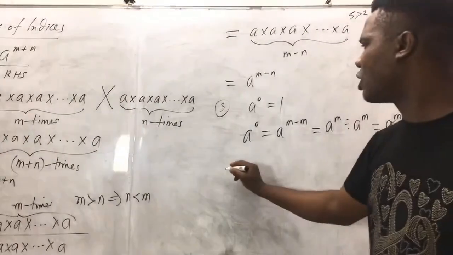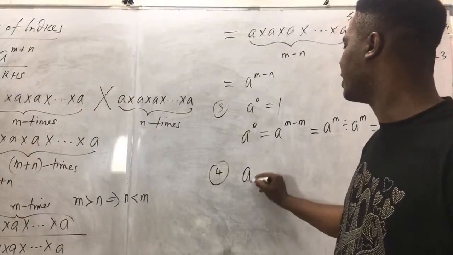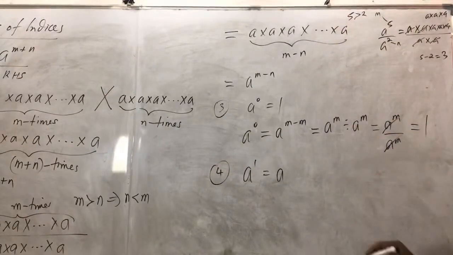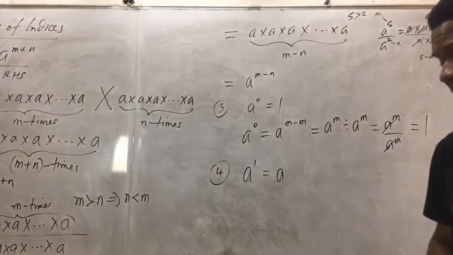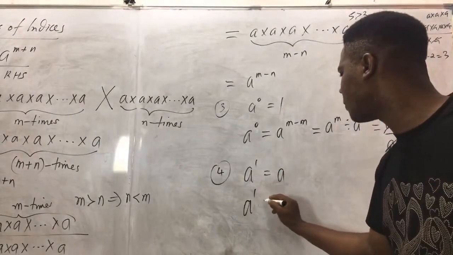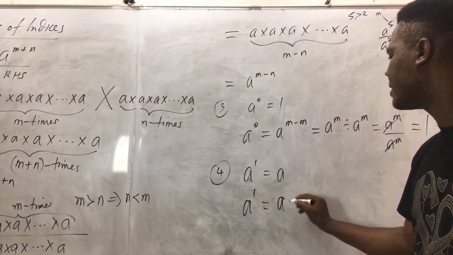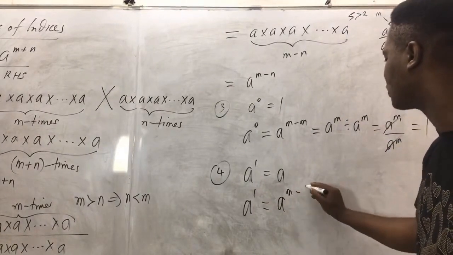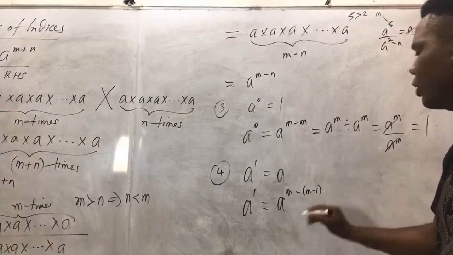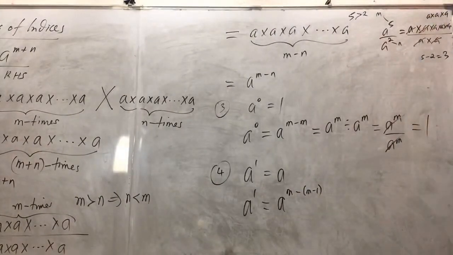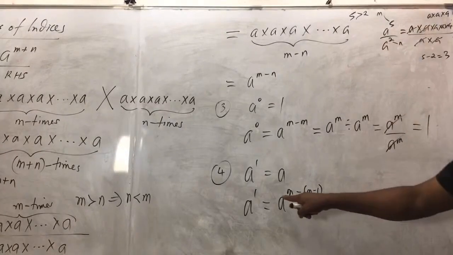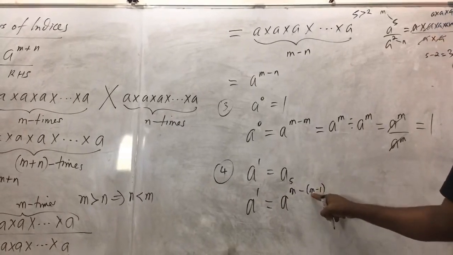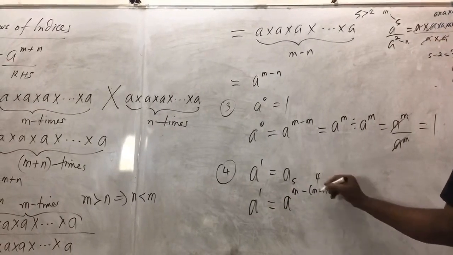Now, let's come over to law number 4, a raised to the power 1. Why is a raised to the power 1 equal to a? Now, the best way to explain this is using the subtraction law again. How would you do this? A raised to the power 1 can be written as a raised to the power m minus, in bracket, m minus 1. Okay? So, notice that if m is 5, for instance, then m minus 1 will be 1 short of 5, which is 4.